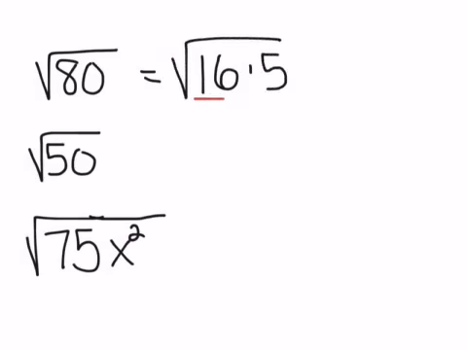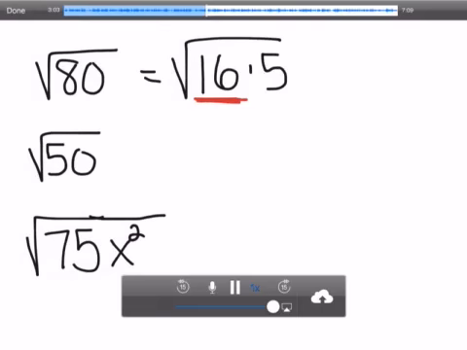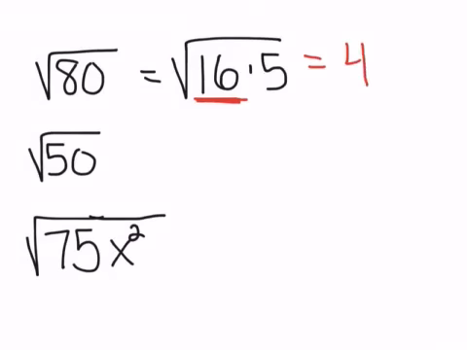16 times 5 gives me 80. And I was looking for numbers that are perfect squares. So 16 is a perfect square. If I take the square root of 16, I get 4. But I'm going to leave 5 underneath. So if I'm simplifying the square root of 80, it would be 4 root 5. That's how you read that. You don't read it as 4 square root 5. You read it as 4 root 5.